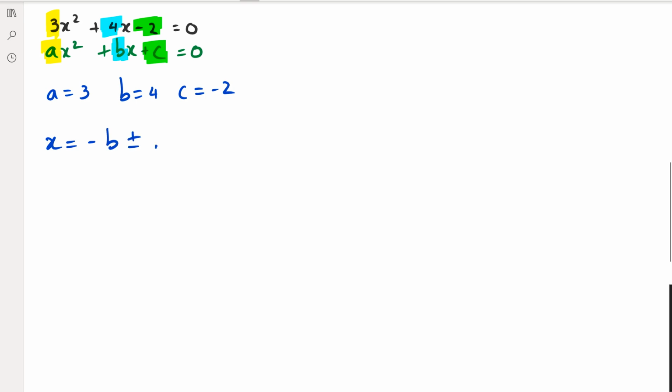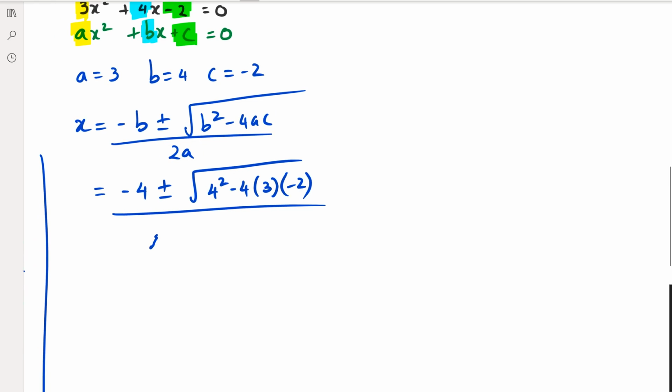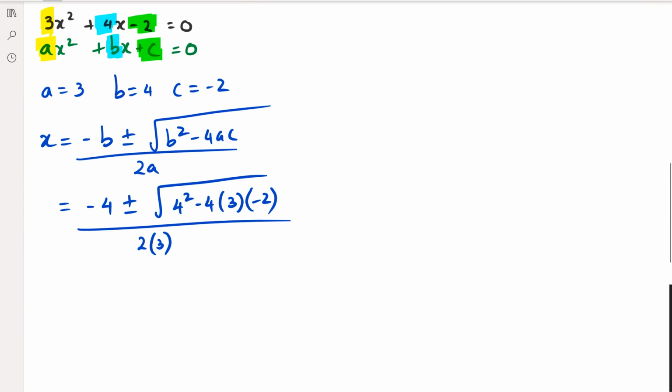I've got negative b plus or minus square root of b squared minus 4ac over 2a. Then negative b, so that's going to be negative 4 plus or minus b squared is 4 squared minus 4 times a is 3, c is negative 2. And that whole thing is divided by 2 times a, which is 2 times 3. So then we have negative 4 plus or minus 4 squared is 16, and we're going to get plus 4 times 3 is 12, 12 and 2 is 24, and all of that is divided by 6.